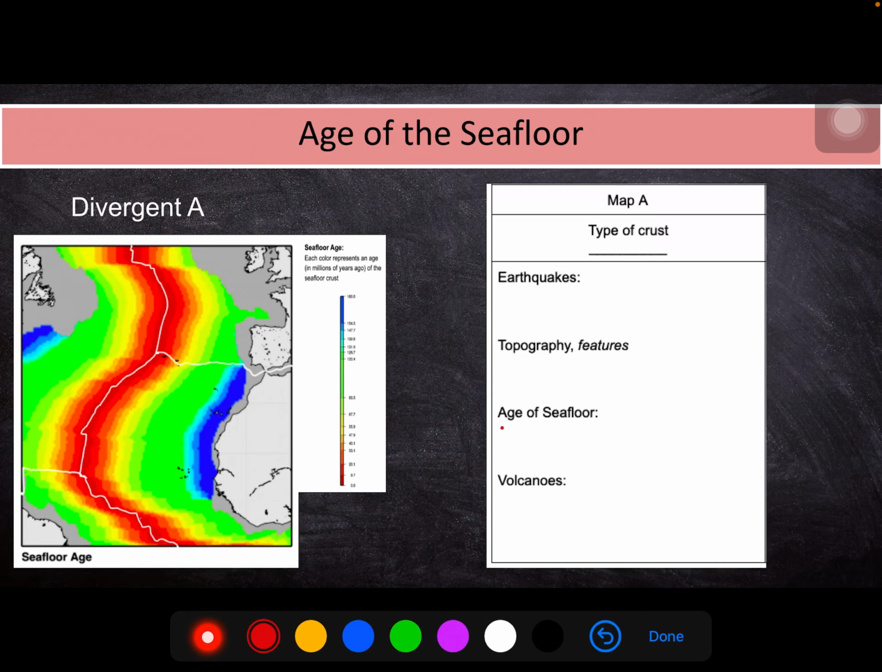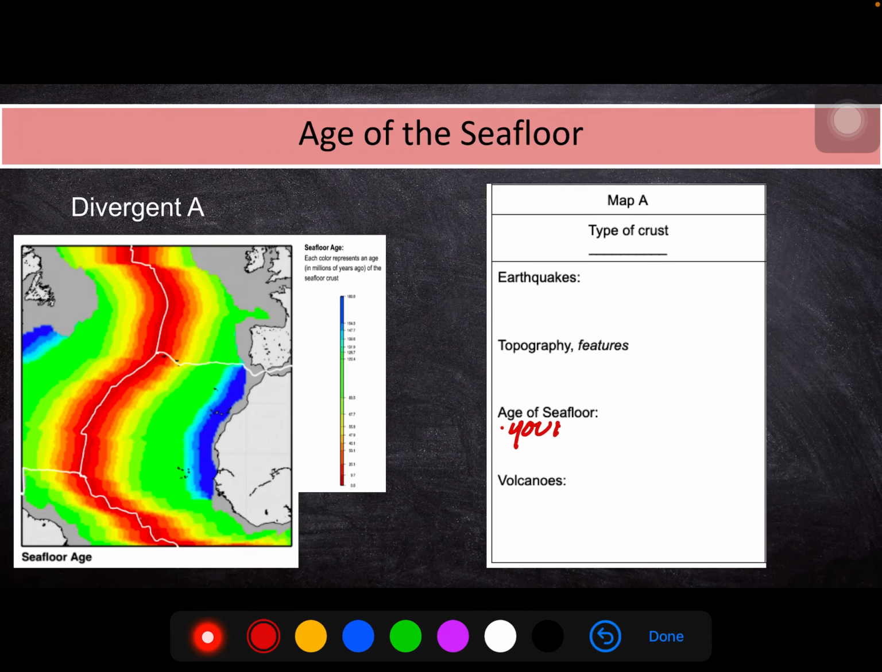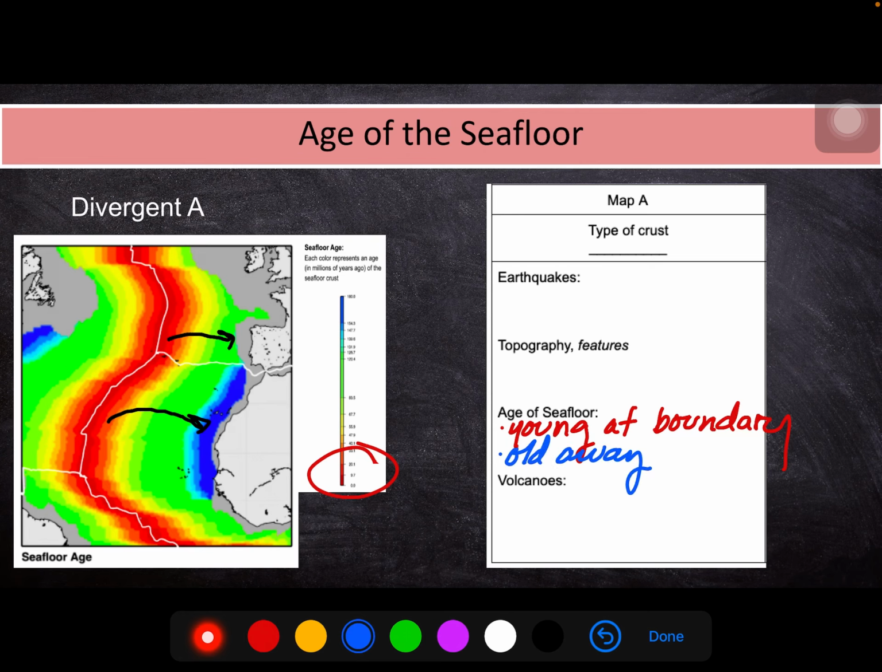So when we put our data in for age of seafloor, we should recognize that we see the youngest rock at the boundary, right? That boundary line is surrounded by the red. And as we work our way away from the boundary, we're seeing that crust become older and older. Old, away from the boundary.